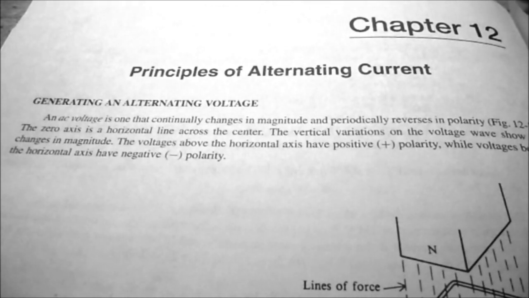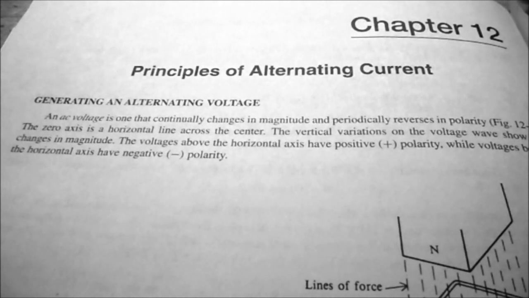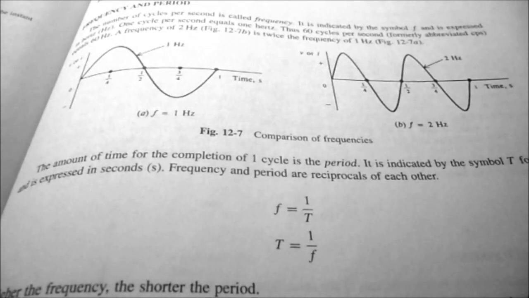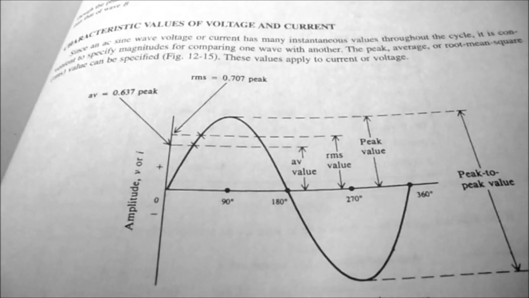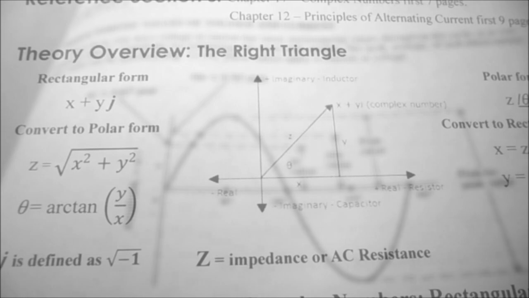Chapter 12 talks about the principles of alternating current, and they start with generating an alternating voltage, and they cover the frequency and the period. Here they're getting into characteristic values of voltage and current.